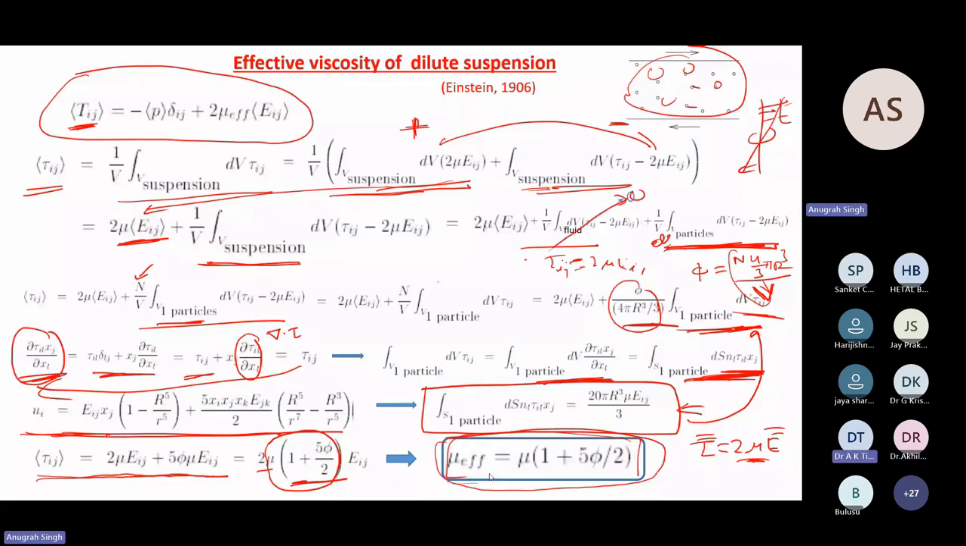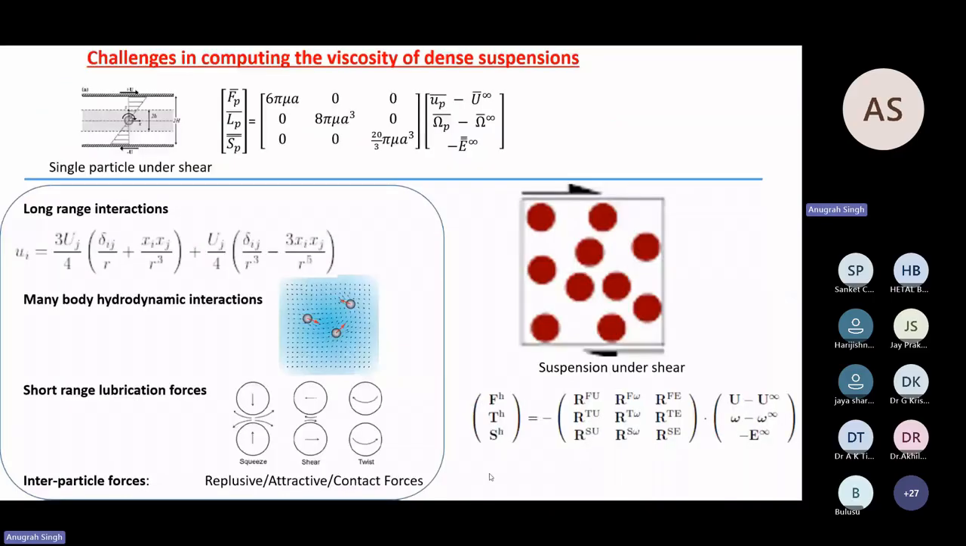That's the most part you have understood, and everything is built on that. Now coming to dense suspensions, where you have many particles and you cannot have the assumption of dilute. So this is for a single particle in a shear. You can relate force, torque, and stress rate. This we've derived. Force was 6 pi mu a U.